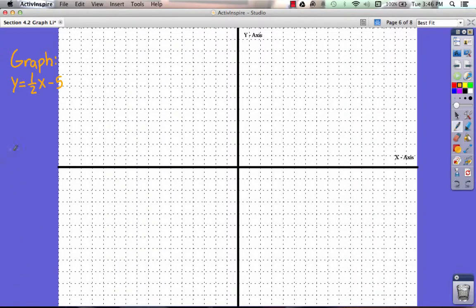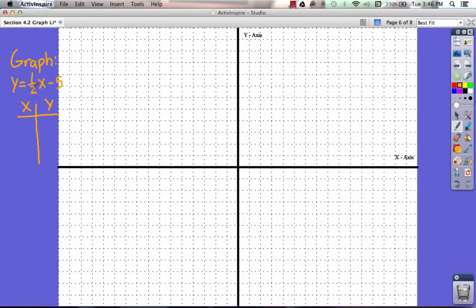Now we're going to graph y equals 1/2 x minus 5. Step 1, make a T-chart. X and the corresponding y's. Pick your points that you want to plug in for x. Now we have a fraction here, so it's pretty important to pick the correct points so that you don't have to deal with fractions this whole time.